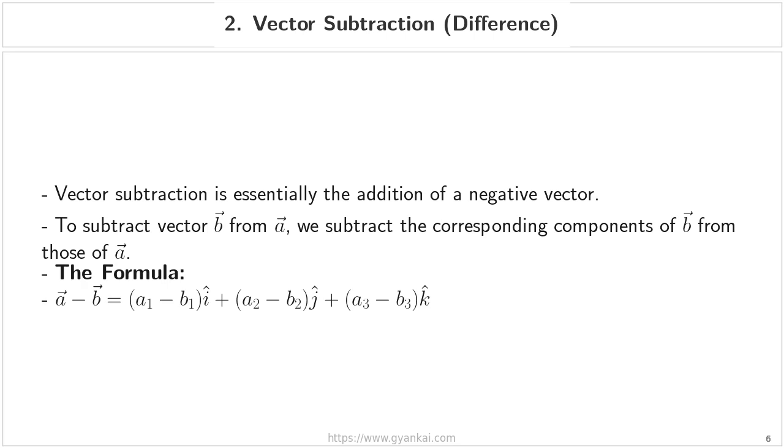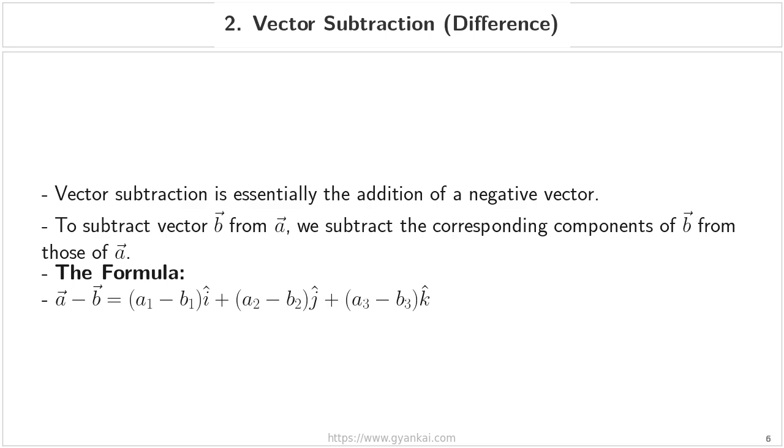Let me write out the formal formula for you. Vector A minus vector b equals the quantity a sub 1 minus b sub 1, all multiplied by i hat, plus the quantity a sub 2 minus b sub 2, all multiplied by j hat, plus the quantity a sub 3 minus b sub 3, all multiplied by k hat.